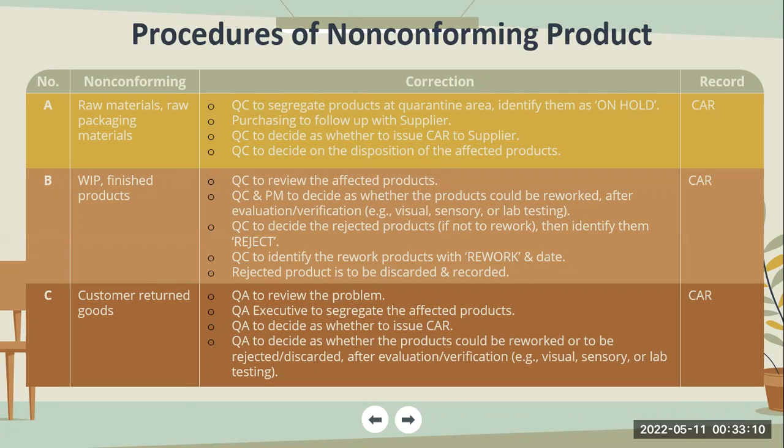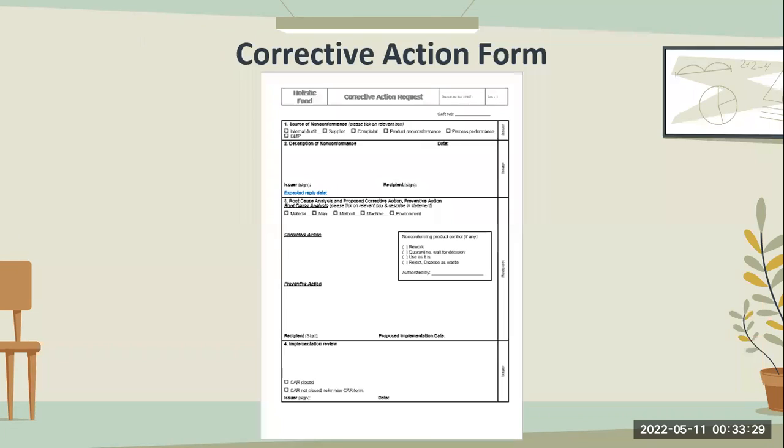Non-conformance in customer return goods will be reviewed by QA to identify the problem. The return goods shall be segregated by QA, and then QA will decide whether to issue a CAR or not. Evaluation is carried out to decide whether the popcorn can be reworked or discarded. This is the form we use to issue a CAR.